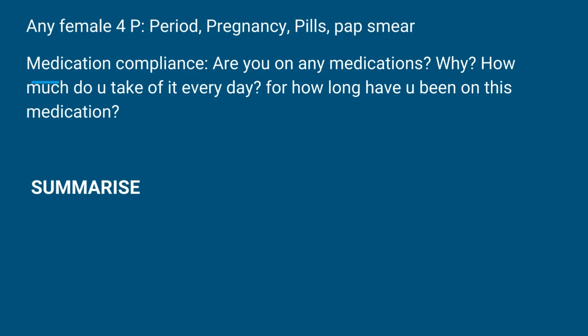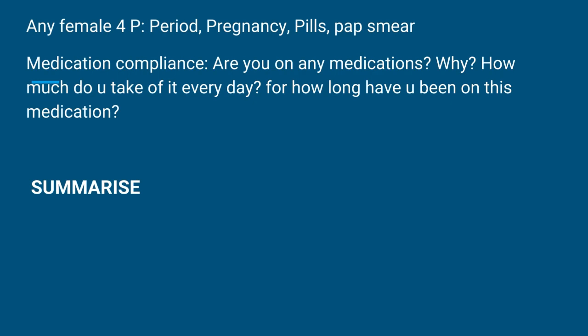In case of a female, you need to ask questions regarding four things. We will discuss these further in our lectures regarding gynecological history, but just to mention it, you need to ask a few questions regarding the patient's menstrual cycle, ask about pregnancy, ask about the pills she might be taking, and ask about the pap smears that she might have had so far.